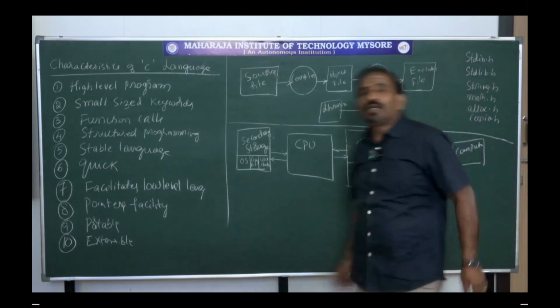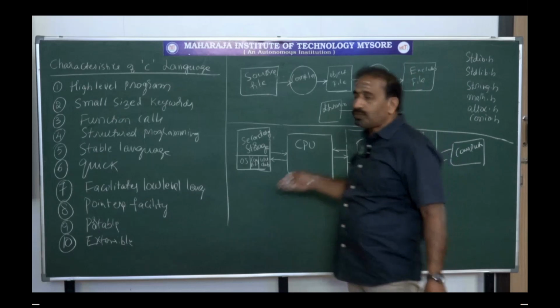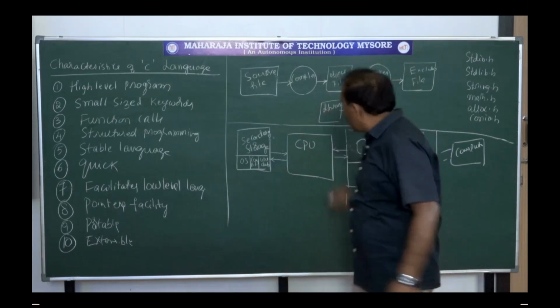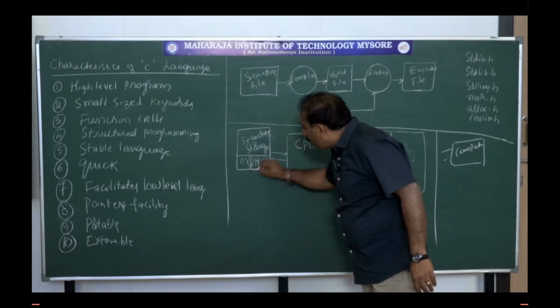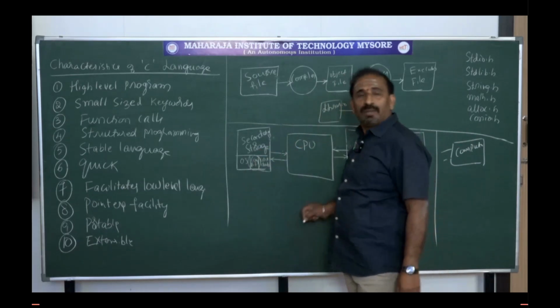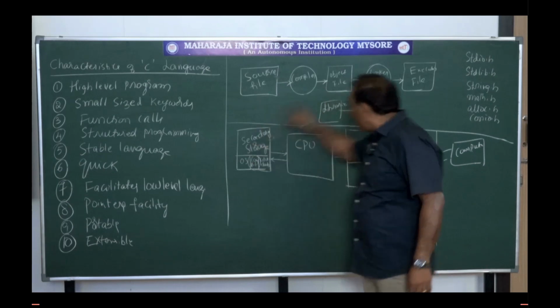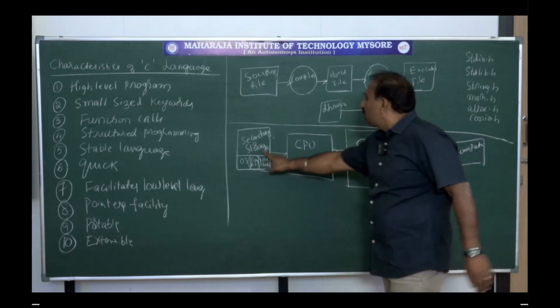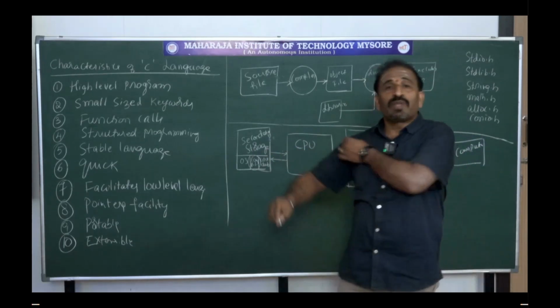Say for example, you opened up one C program. I would like to type some C program now. To type a C program, you require a compiler's assistance. So therefore, the compiler is brought from secondary storage to the main memory.